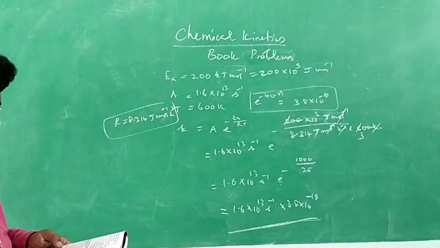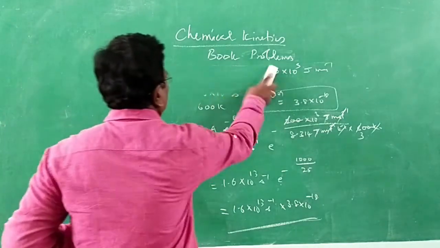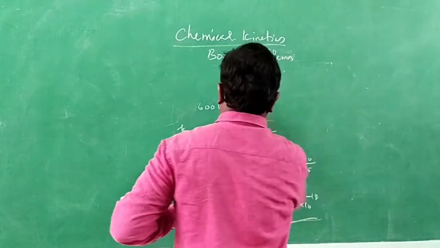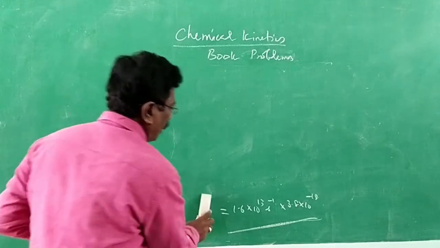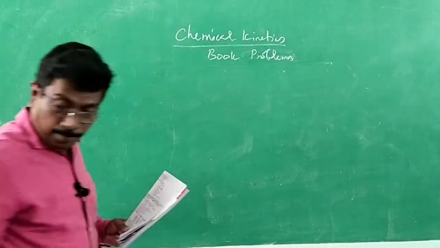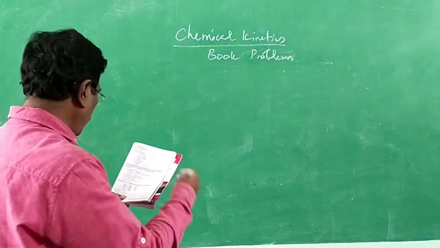Now, question number 20. When you try to solve the sums, solve very carefully. Decimal points and other things you have to do very carefully. Usually I will be committing mistakes in that.